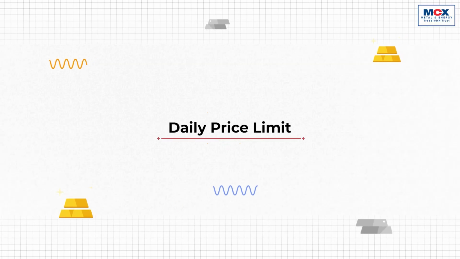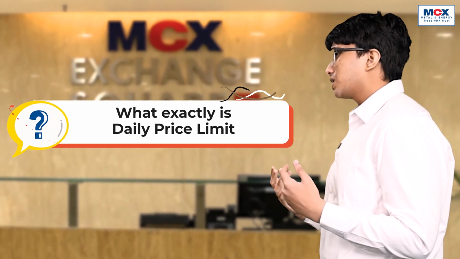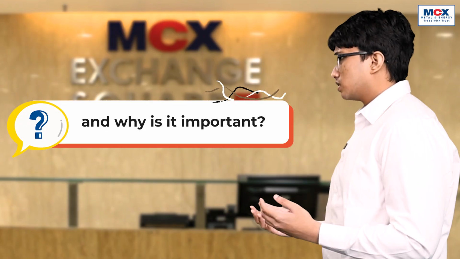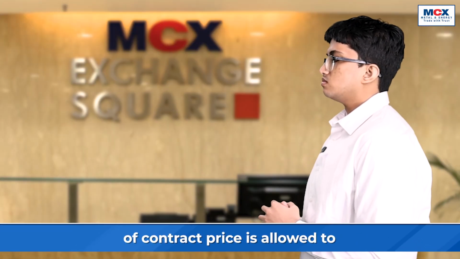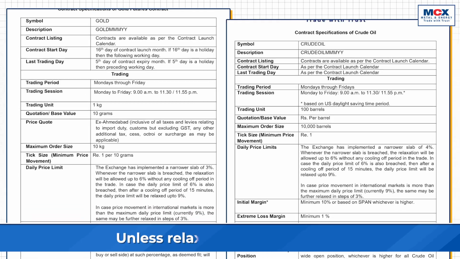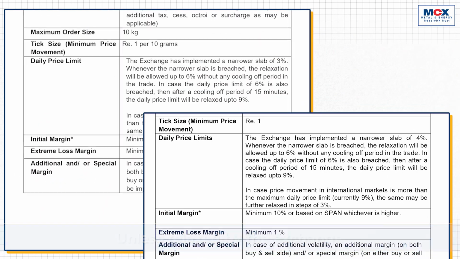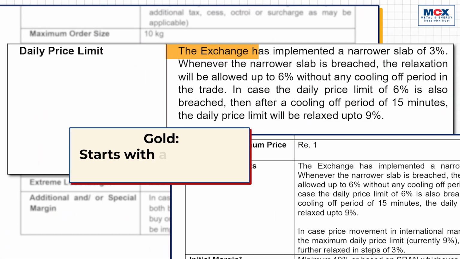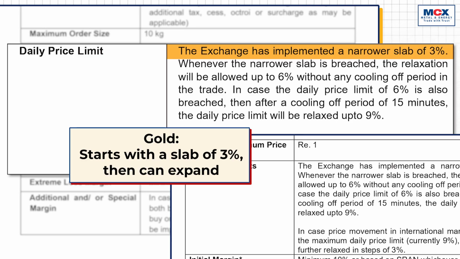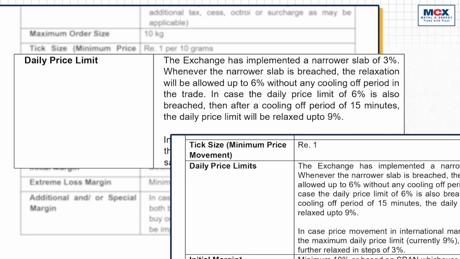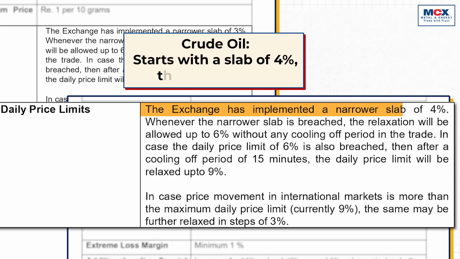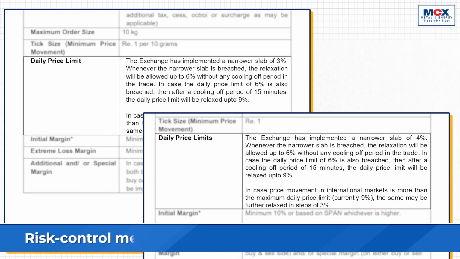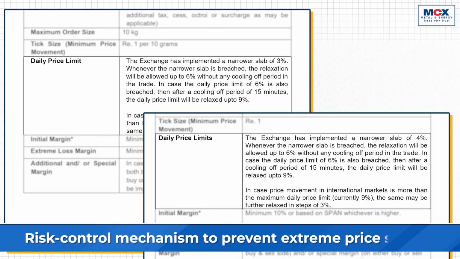Daily price limit. What exactly is daily price limit and why is it important? Daily price limit is the maximum amount the contract price is allowed to move in a day unless relaxed by the exchange. Gold starts with a slab of 3%, then can expand. Crude oil starts with a slab of 4%, then can expand. This is a risk control mechanism to prevent extreme price shocks.